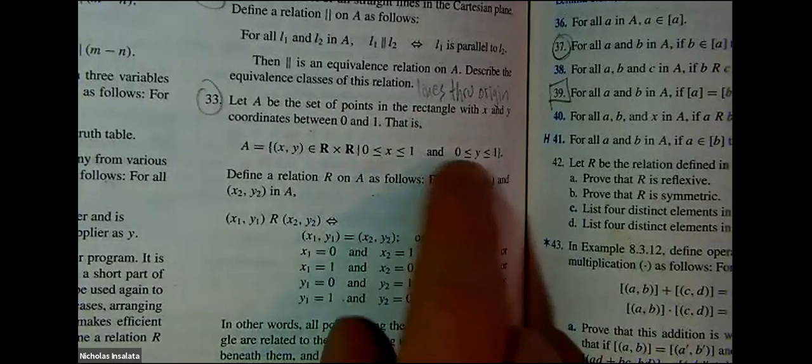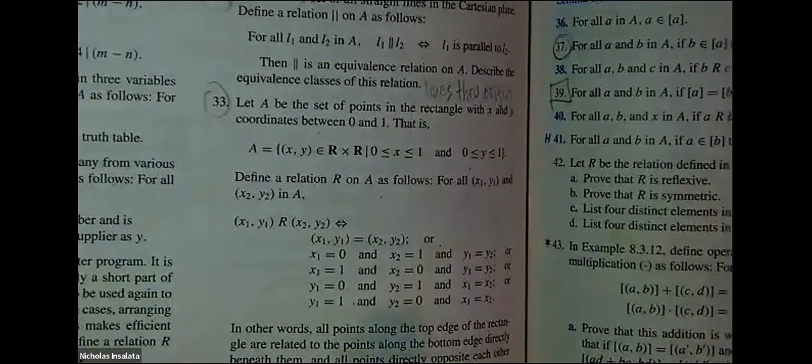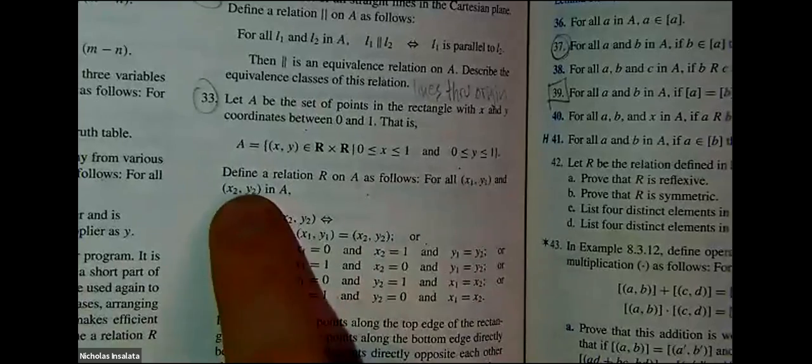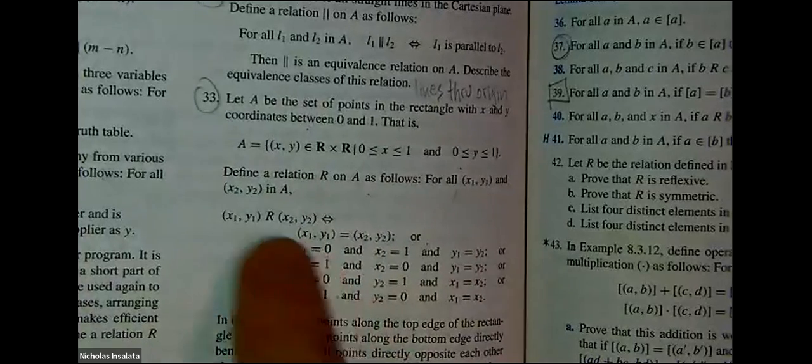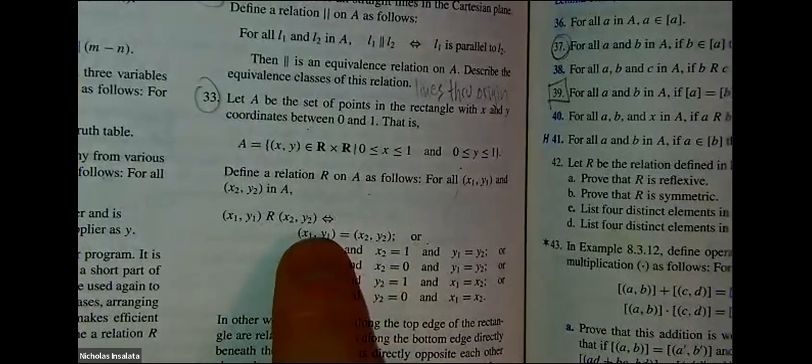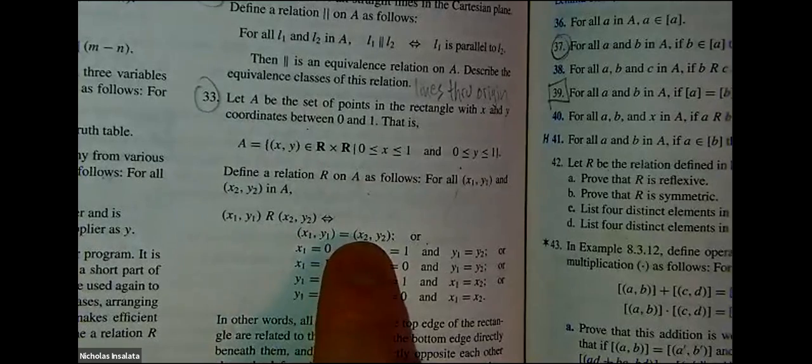X is between 0 and 1, and Y is between 0 and 1. And here's our relation, right? For all X1, Y1 and X2, Y2, the two points are related if they're equal to each other, okay?